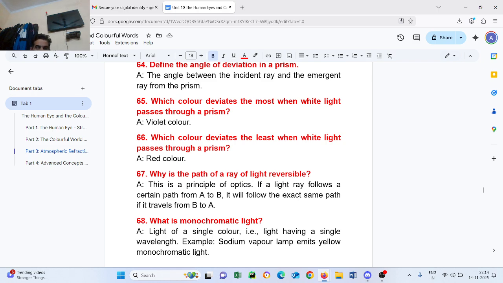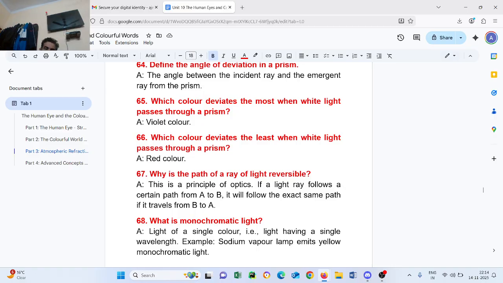Question number 67. Why is the path of a ray of light reversible? This is a principle of optics. If a light ray follows a certain path from A to B, it will follow the exact same path if it travels from B to A.